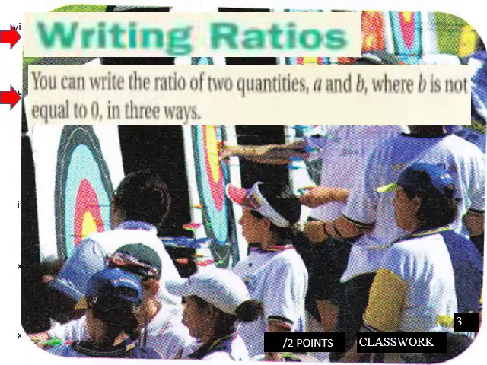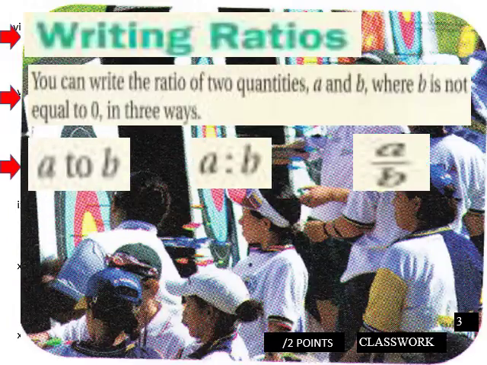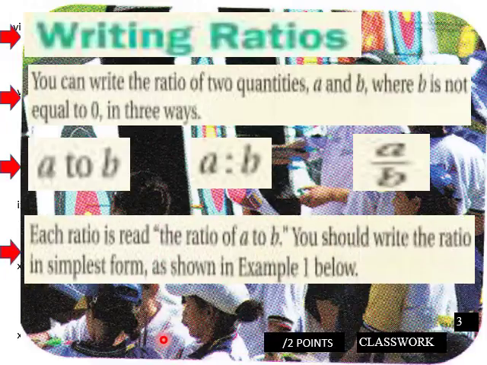Writing ratios. You can write two quantities A and B, where B is not equal to 0. So here's the way that you can write ratios: A to B, A:B, A over B. Three different ways there. Each ratio is read A to B. This is your classwork, page 3, 2 points.